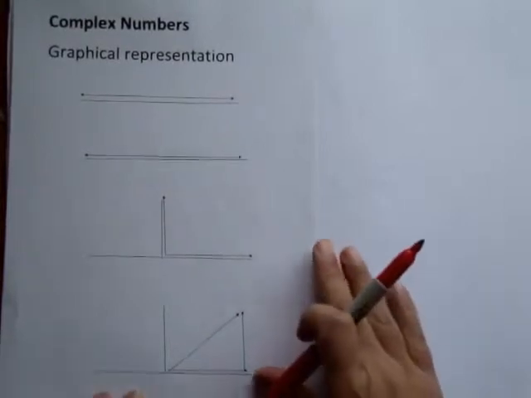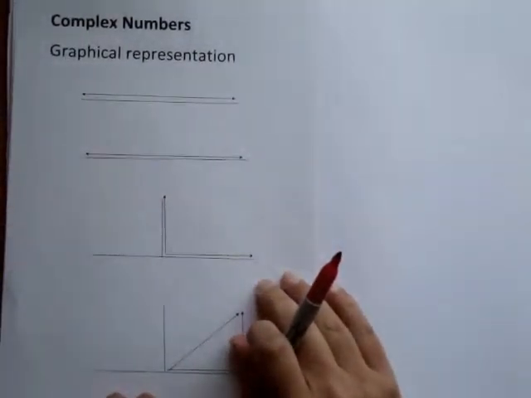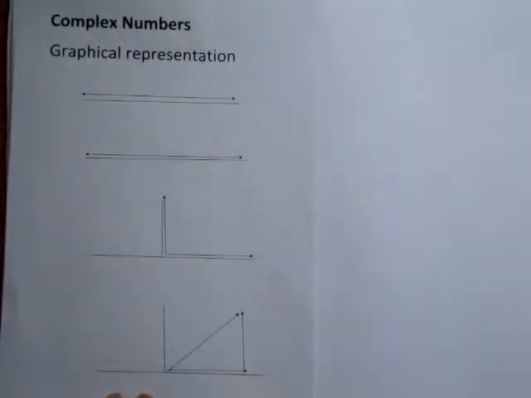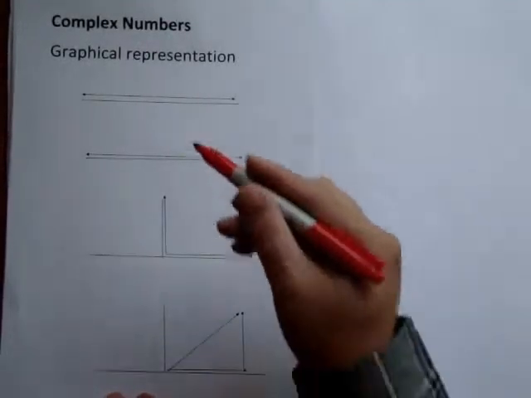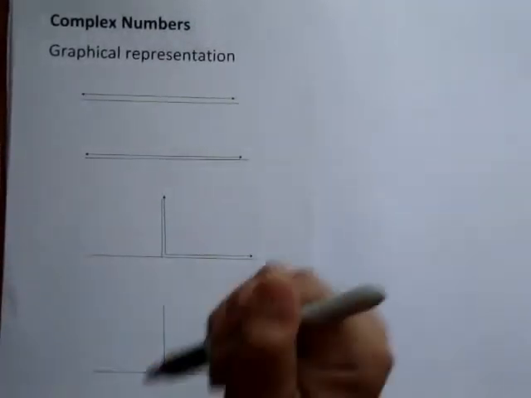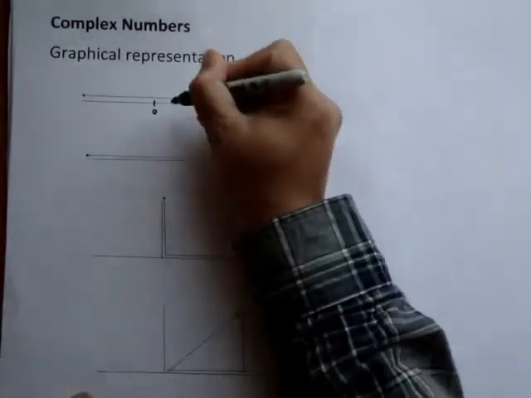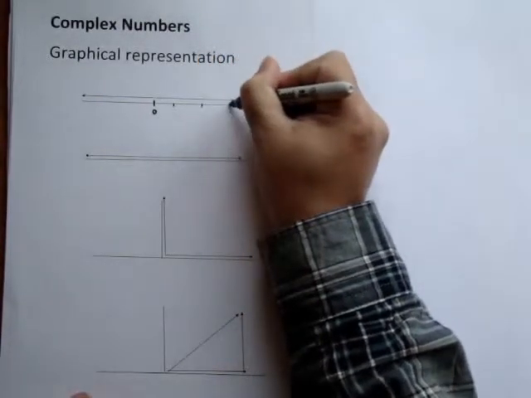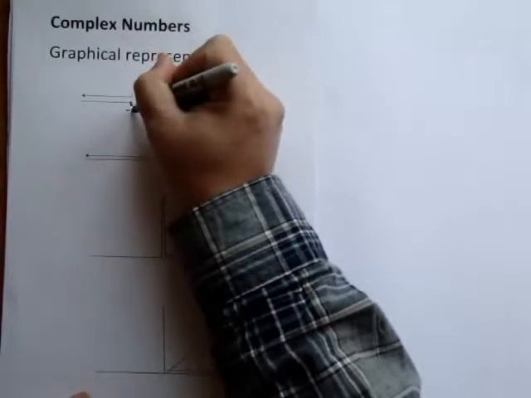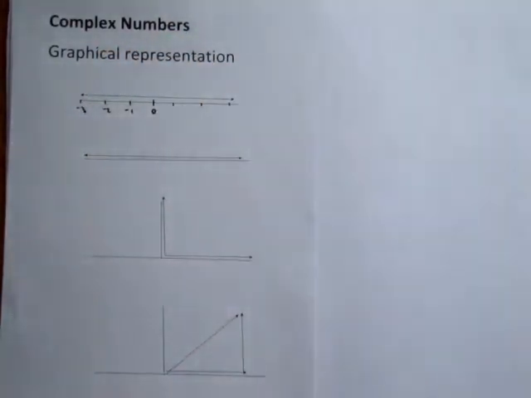Although we can't evaluate a complex number as a real number, we can represent it graphically, and we'll have a look at that now. In the usual system of plotting numbers, the 3 could be represented as a line from the origin. So if we have the origin on this line here, and then we have 1, 2, 3, and then minus 1, minus 2, minus 3.